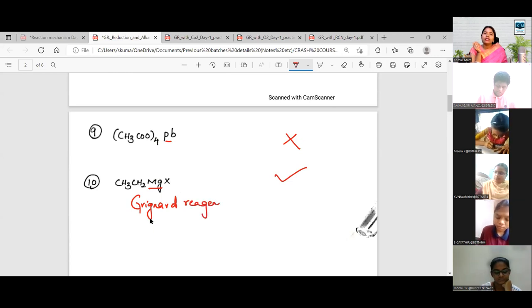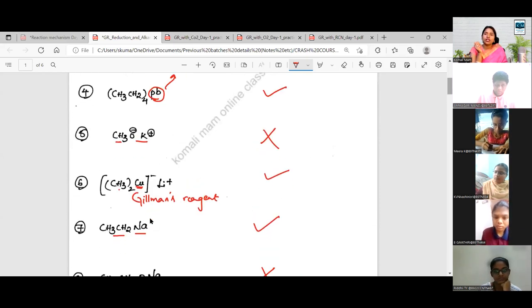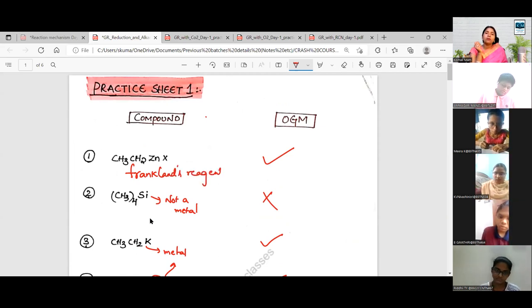Grignard reagent is an organometallic compound. Gilman's reagent, and the first one is Frankland's reagent. These are organometallic compounds. What do you mean by organometallic compounds? The compounds which are having a metal and carbon bond.